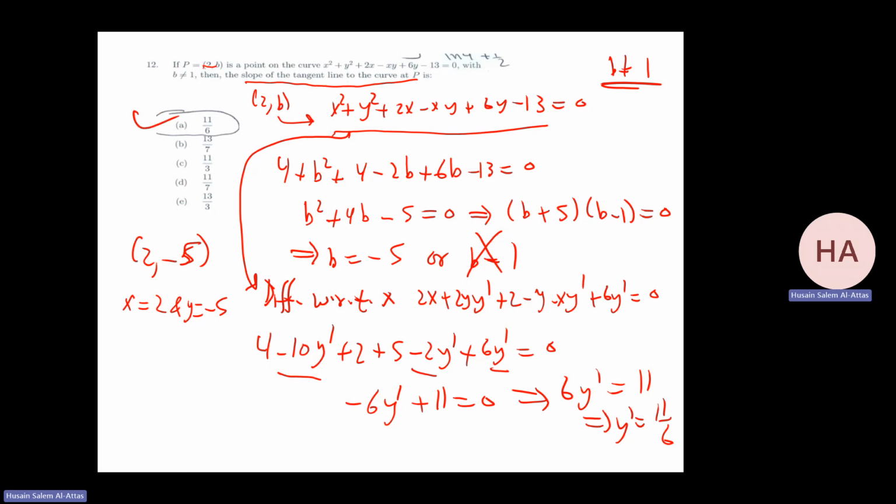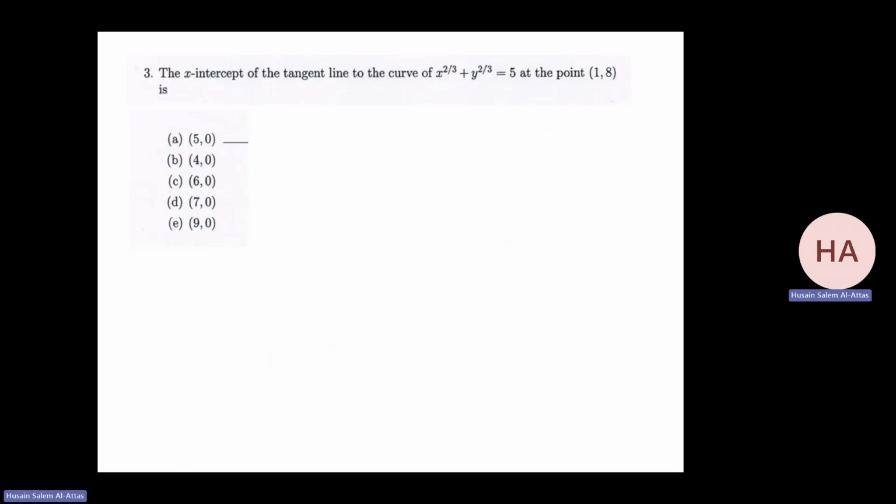So it's like one before, but I find the b. I need to find the b by substituting in the main equation. The x-intercept of the tangent line. So he wants me to find the tangent line and then find the x-intercept. So do the calculation. I have the point. I need to find y prime, the slope. So that will be what?